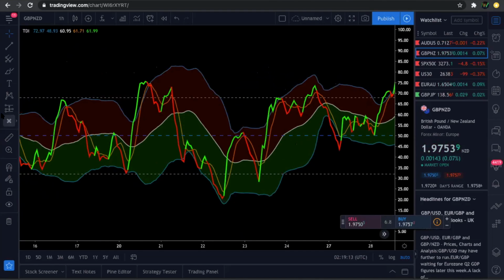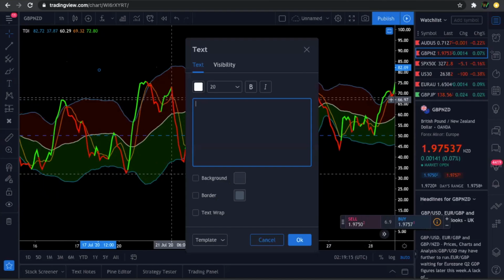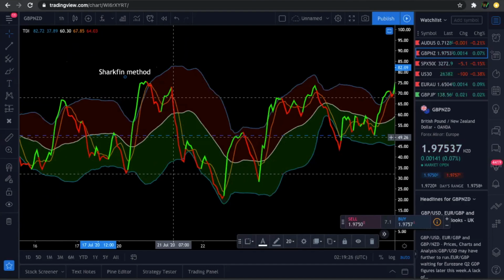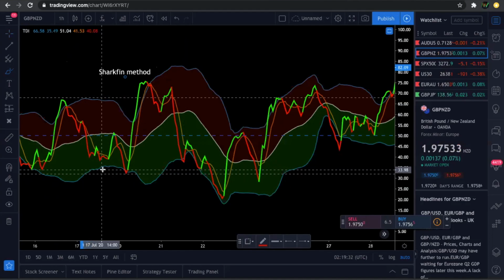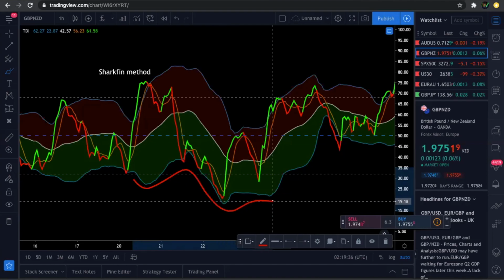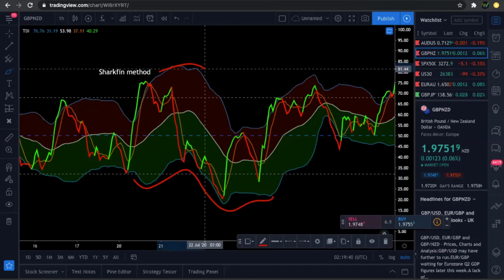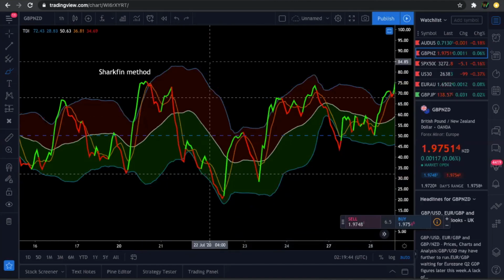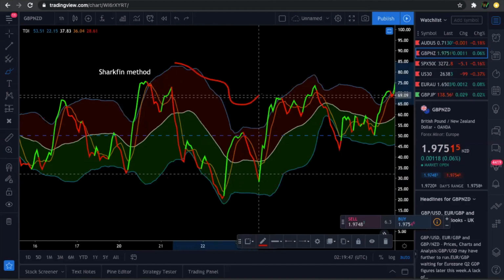So this method right here is called the shark fin method, all right? Now, I hope you guys can see that there are outer blue lines here, okay? You see these outer blue lines, all right? I want you guys to imagine that these outer blue lines are the water. It's just water, all right?